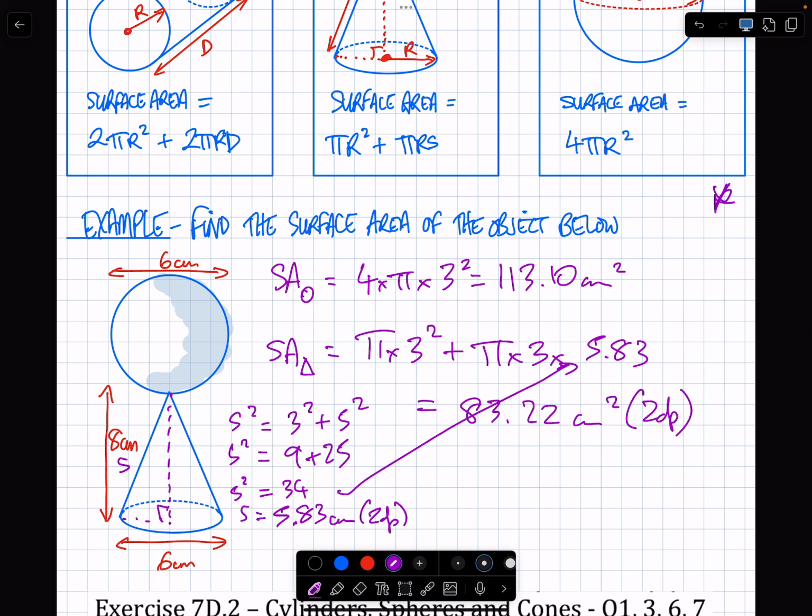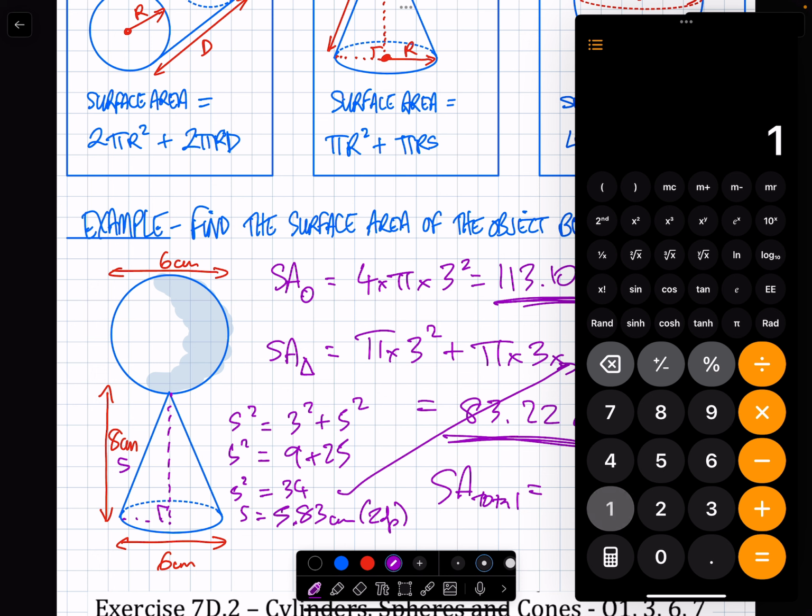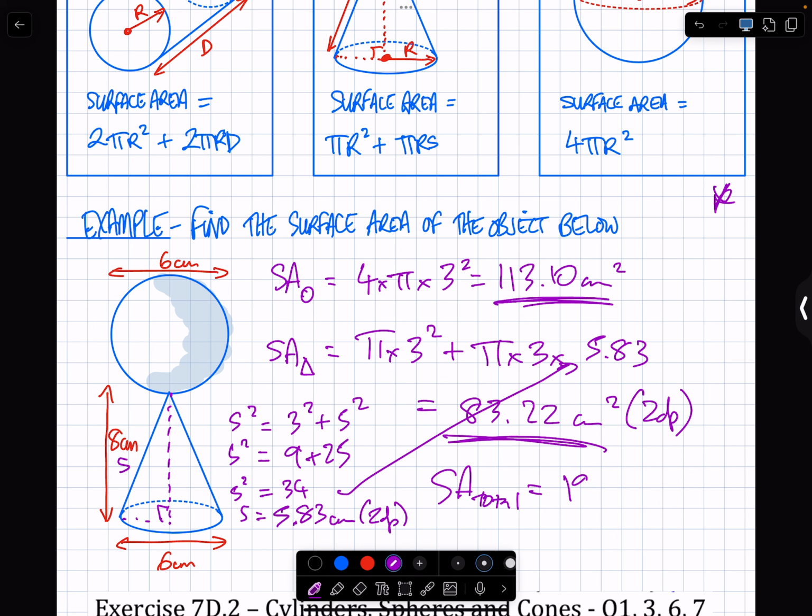What am I going to need to do with this and this underlined? Add them together. So SA total is 113.1 plus 83.22, which is 196.32 square centimeters.